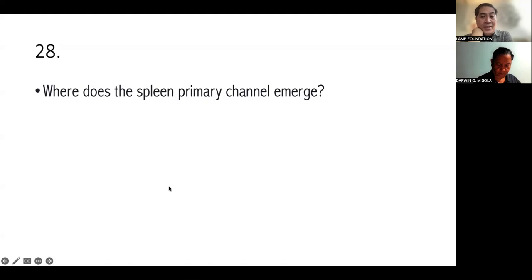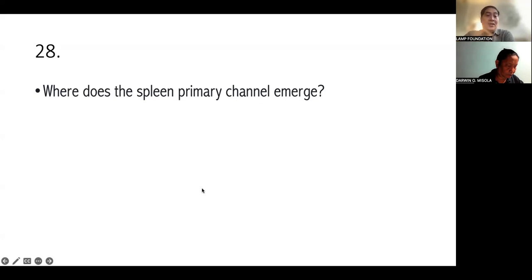SP6, then ST... lateral to the midline. Again, Doc, can you repeat? The spleen primary channel emerges in the stomach region. And then, it ascends, right? Okay. It will ascend first at the fortune, lateral to the fortune, and then SP6 lateral to the midline.